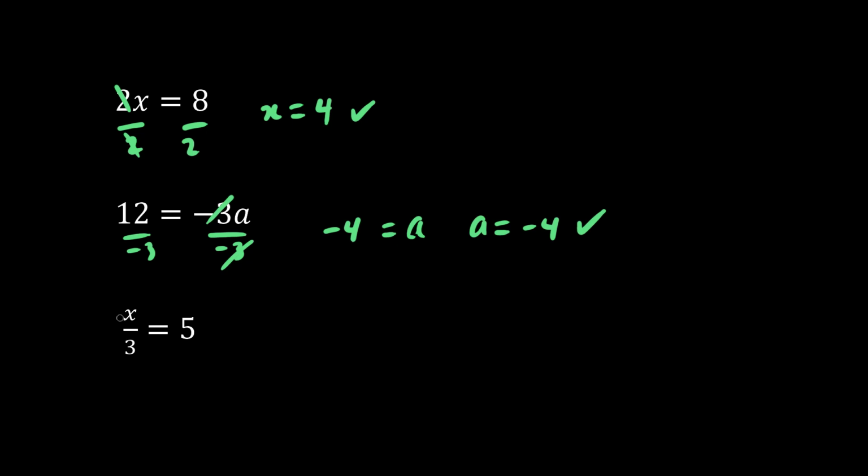Next, let's get x all by itself by multiplying both sides by 3. When we multiply by 3, these 3's cancel, so we get x equals 5 times 3, which is 15.